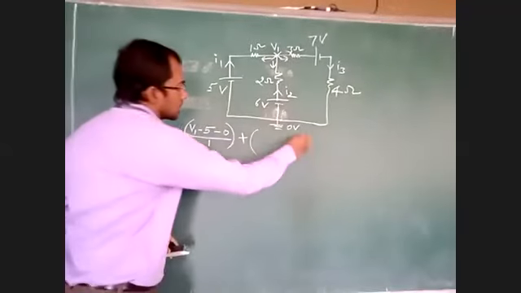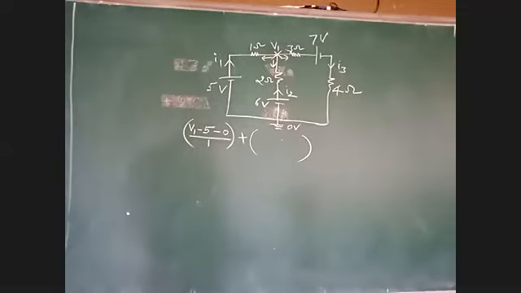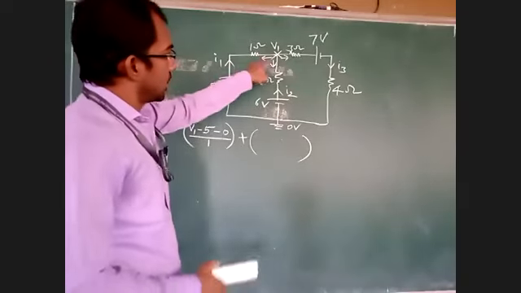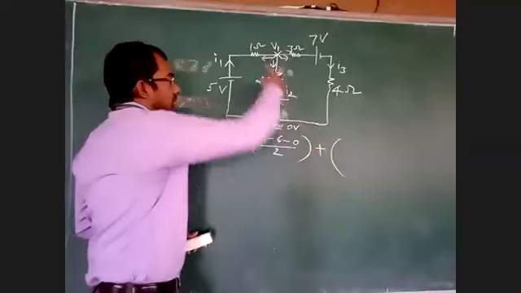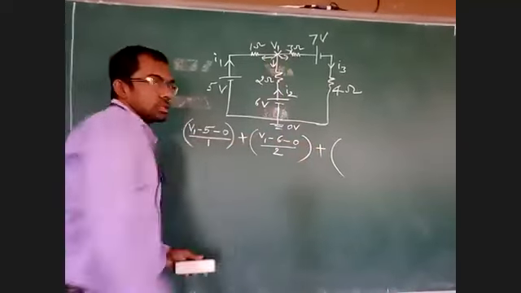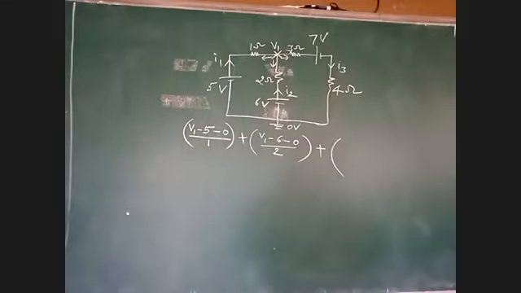Now, what is this value? See the arrows. You have to see the assumption, the arrows. This one and this one. While writing node voltage: V1 minus 6, minus 0, by 2. Why am I taking plus here? All arrows are leaving, so plus, leaving the node.